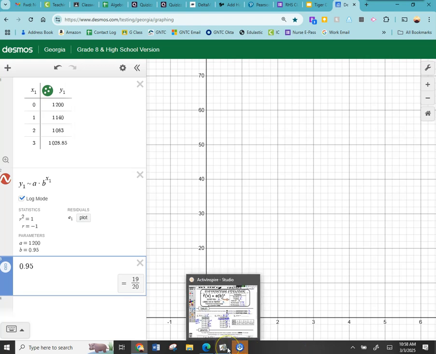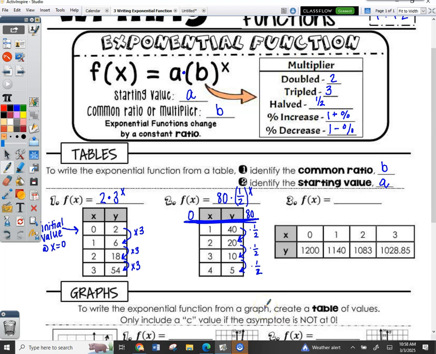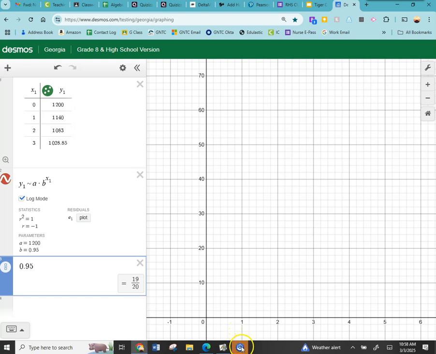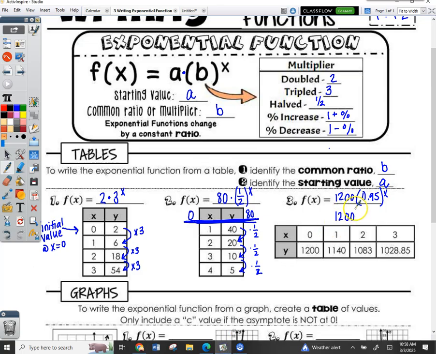So for this one, we got 1200 and then 0.95. So it's 1200 times 0.95 to the x power. 19/20 to the x power. So there's 2 ways to write it, right?